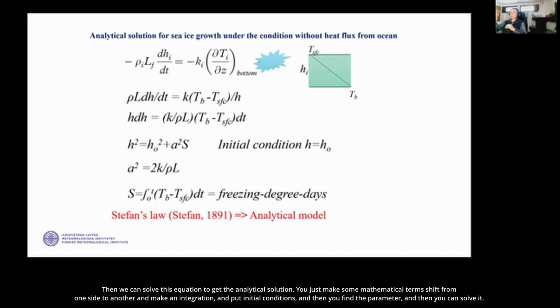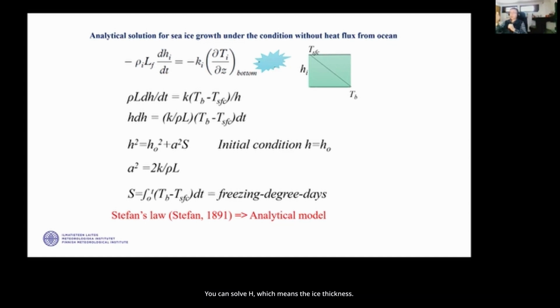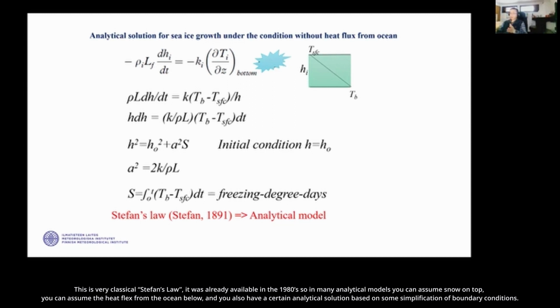So basically you just shift some mathematical terms from one side to another, make the integration, put in the initial condition and identify the parameters, and then you can solve it. You can solve for H, that means the ice thickness. So this is a very classical Stefan law. It was already available in the 1980s.